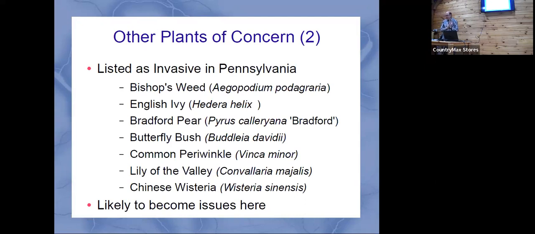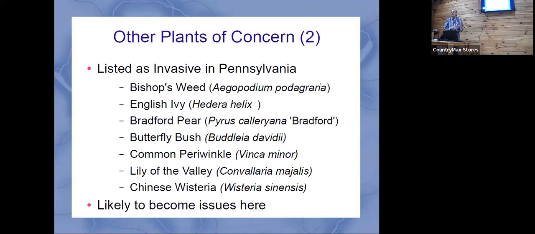There are a bunch of plants that are on Pennsylvania's invasive species list. You can't sell these plants in the state of Pennsylvania. If you think about climate change or whatever, they're likely to become a problem here. I'll talk about them because if they're causing problems in Pennsylvania, it's probably only a matter of time before they're causing problems here. And some, I would argue, already are.